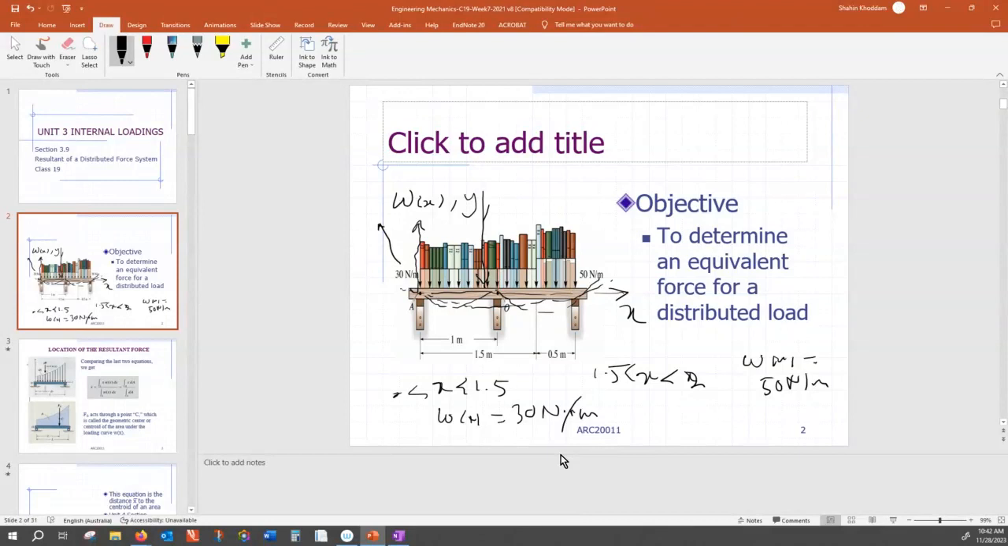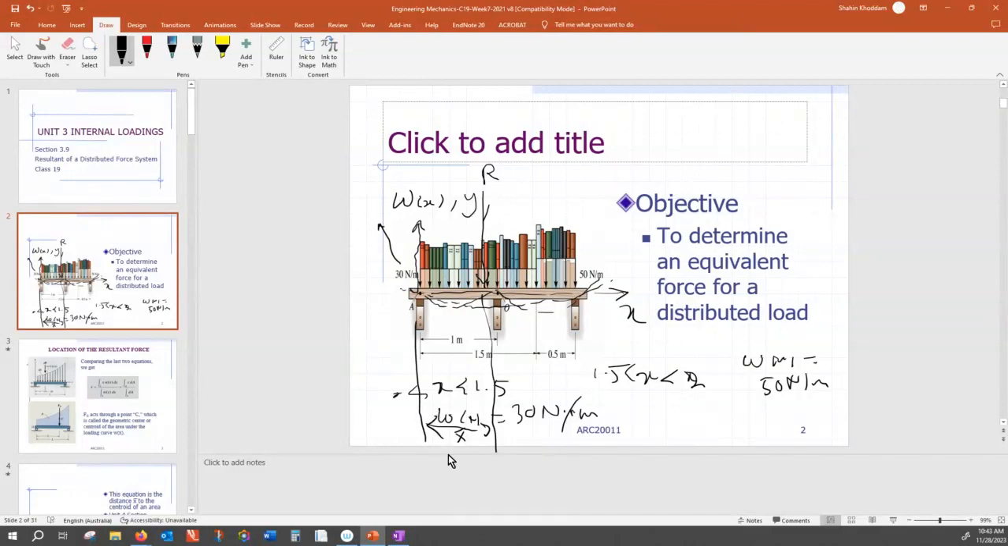So that single resultant, I call this R. That's the resultant. But the question is, where should I put this R? Should I put it at the beginning? Should I put it at the end? Should I put it in the middle? Is there a general rule to know where this equivalent of the distributed load should be located? That we call the line of action. So the line of action measured from 0, we call that X bar.